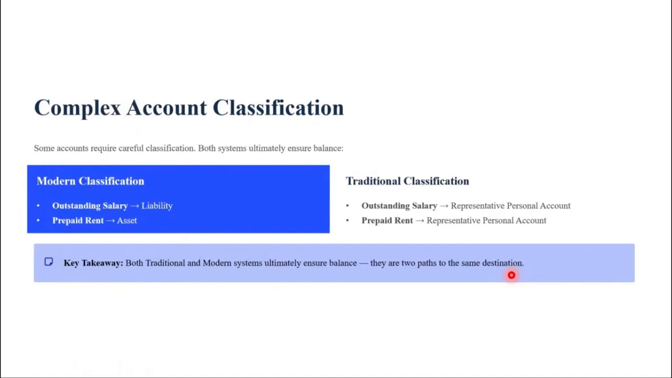Brief recap: we have now covered both the traditional and modern approaches. We have seen that while the terminology changes, the result is the same: a balanced set of books where every increase in value is accounted for by a corresponding change elsewhere.